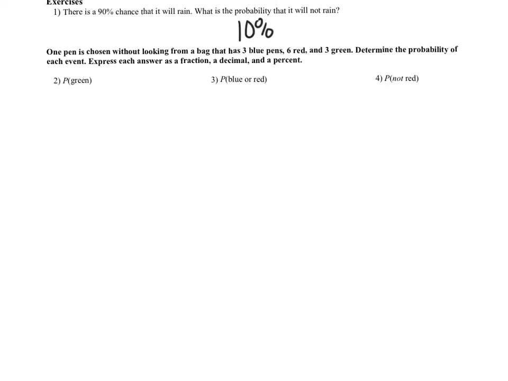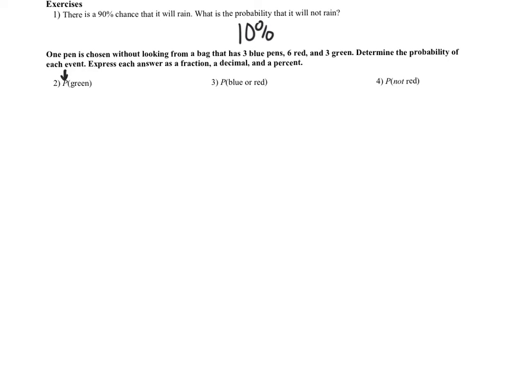Okay, so the first one, this right here stands for probability. The probability, that little P right there, and whatever's in the parentheses is what we're looking for. So the probability of green. Well, how many green were there? There were 3. Out of how many total options? 12. So out of 12 total options.